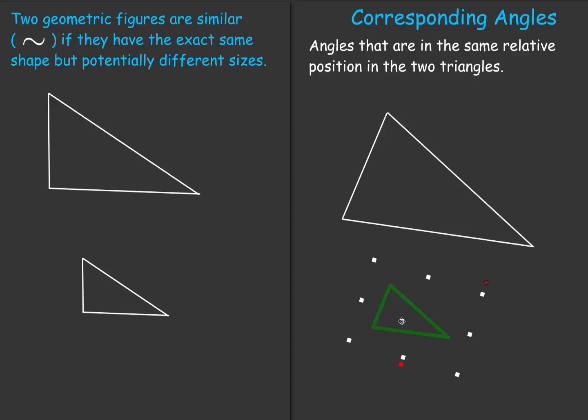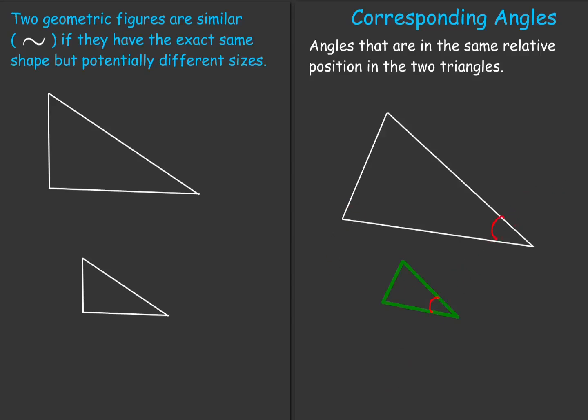Now, if you are able to arrange it well, you can now look at their relative positions. What do I mean by their relative positions? So for the one beneath, if I take this angle over here, you can clearly see that it looks like this angle over here. And we call them corresponding angles. You see, they correspond to each other.